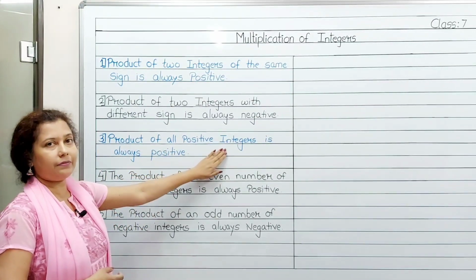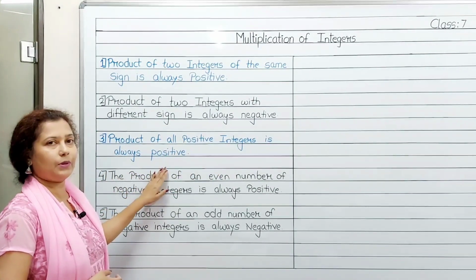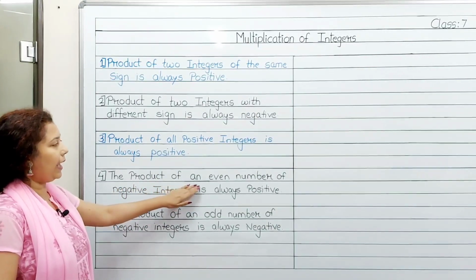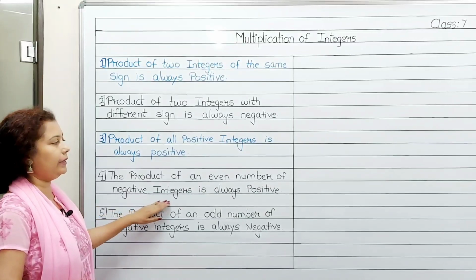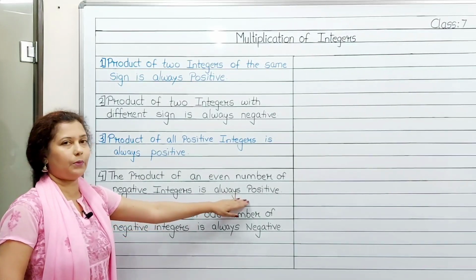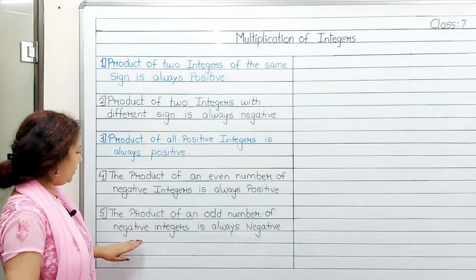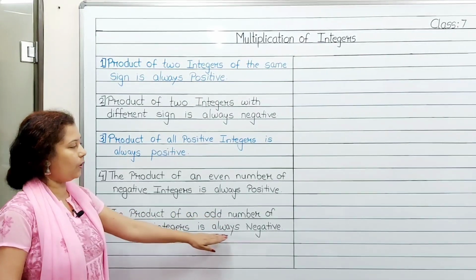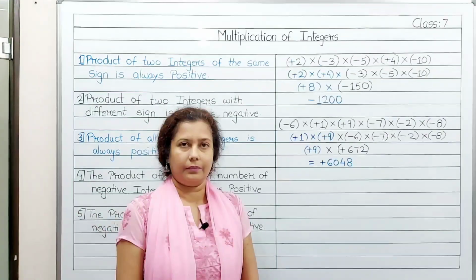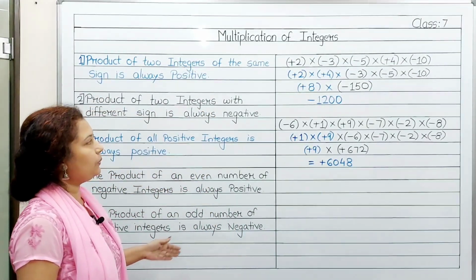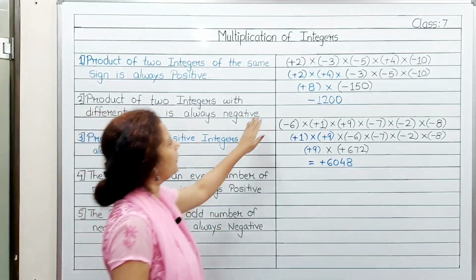Product of all positive integers is always positive. This is very simple. The product of an even number of negative integers is always positive. The product of an odd number of negative integers is always negative. I'll take two more examples and we'll apply these rules and solve them.